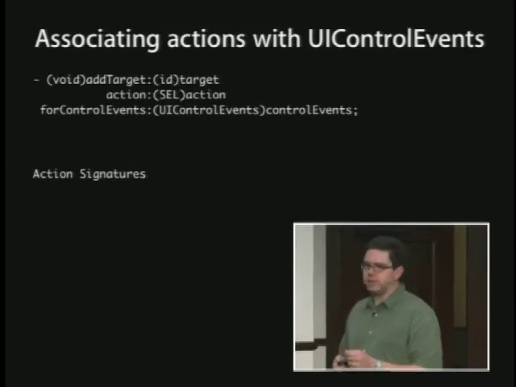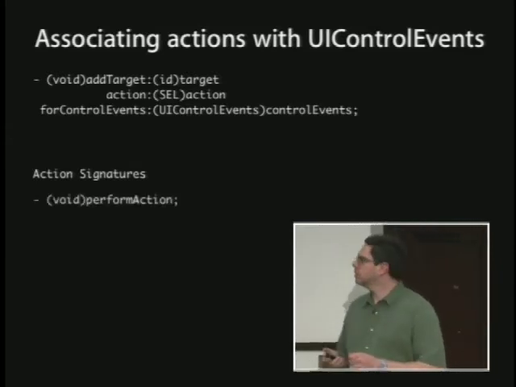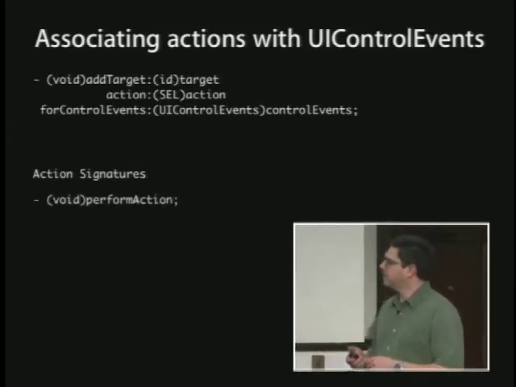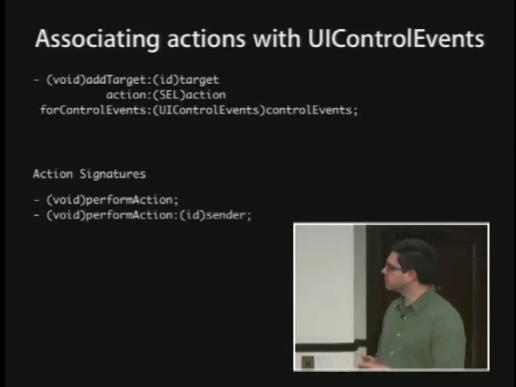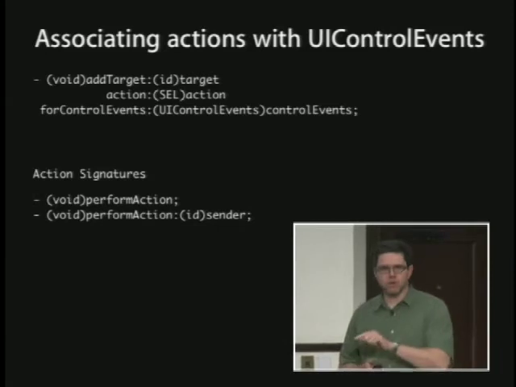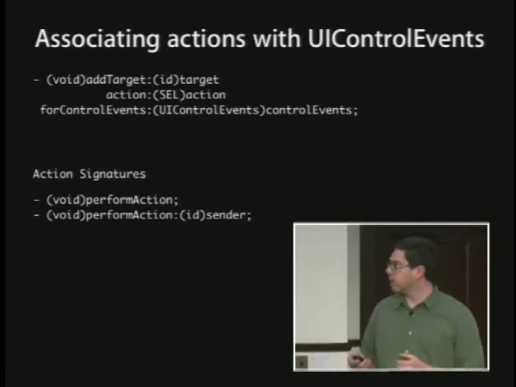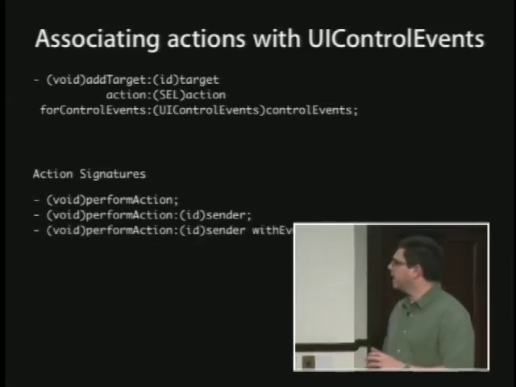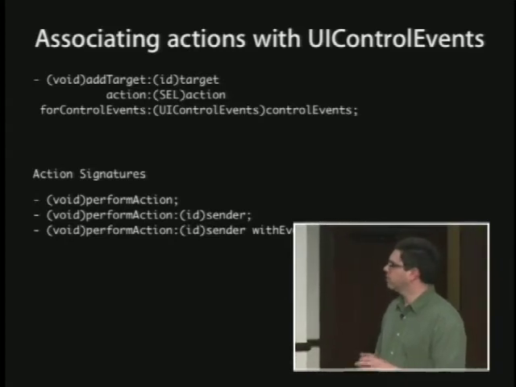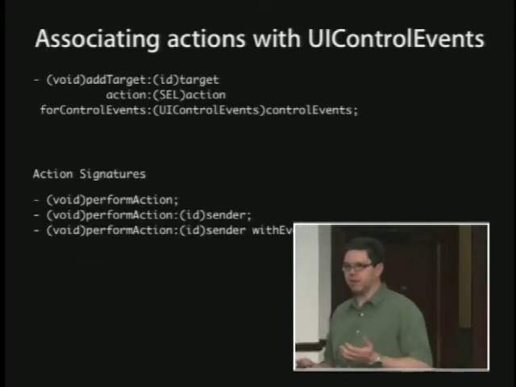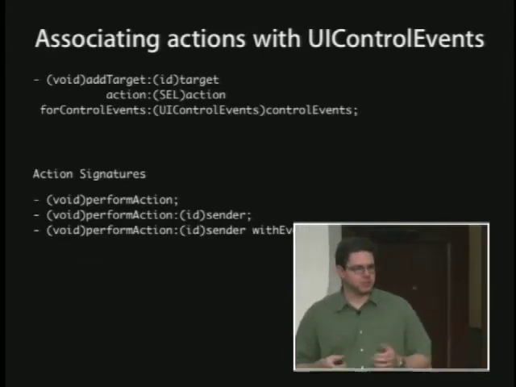The action can actually have 3 different signatures. It can be a method that takes no arguments. It can be a method that takes a single argument with it, which is the control that triggered the event, so a button or whatever. Finally, it can take 2 arguments, and the first one's obviously the control that generated the event, and then finally the event itself, and that allows you to get in and look at the touches if you need to.